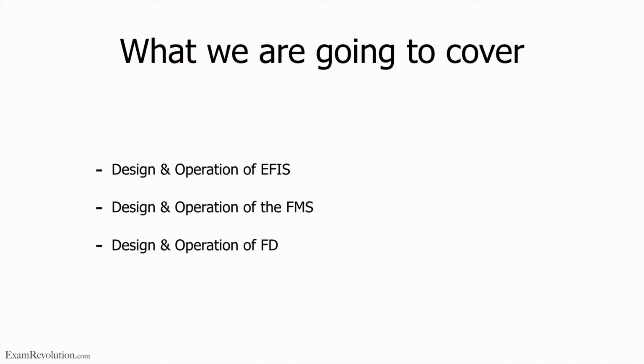So what we're going to cover in this training module is the design and the operation of the EFIS, then the design and operation of the FMS, and then the design and operation of the FD, or the Flight Director, right? So that's the Electronic Flight Information System, that's the first one, the EFIS. And then we'll look at the Flight Management System, that's like the brain of the aircraft, right? The FMS, and then we'll look at the Flight Director or the FD.